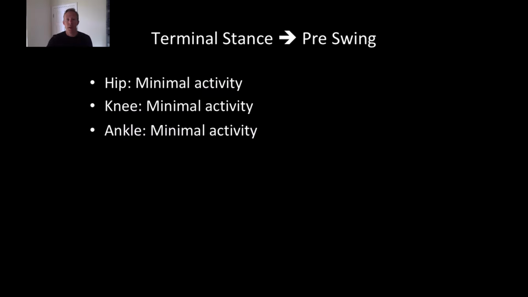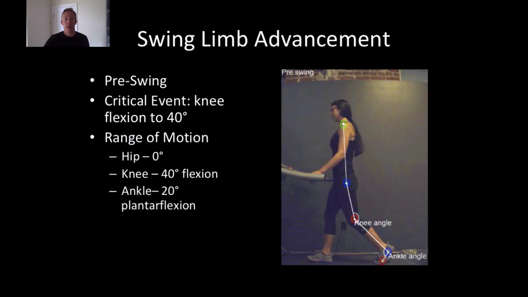Okay? So from terminal stance to pre-swing, we don't see a lot of muscle activity at any of the joints. The leg is just kind of moving behind us because of our forward progression. The muscles kind of turn off, and it's just the ground pulling our leg behind, causing the knee to bend. In pre-swing, the critical event is 40 degrees of knee bend. As that leg goes behind us, not a lot of muscle activity, the leg's just going behind, and that causes the knee to bend to 40 degrees.